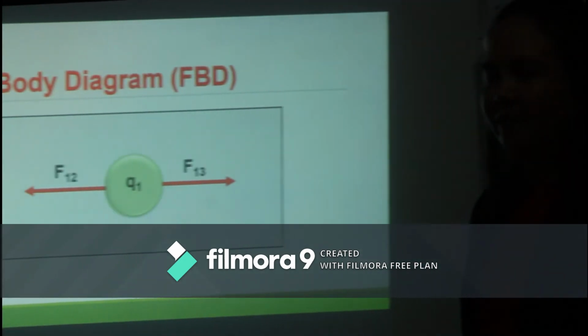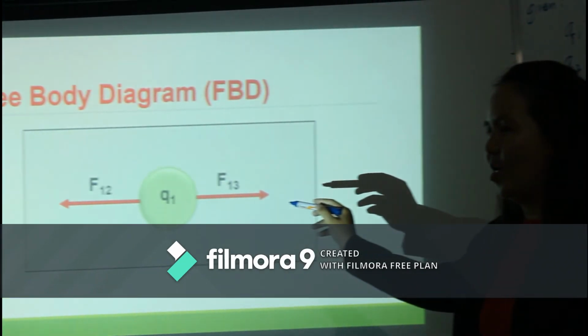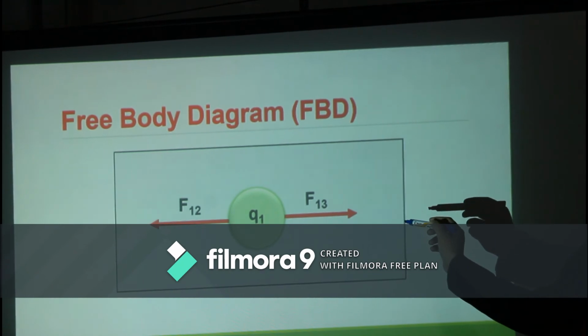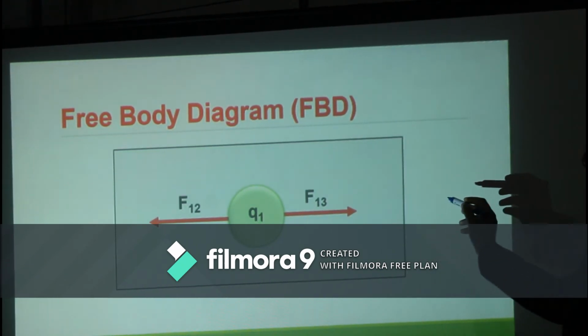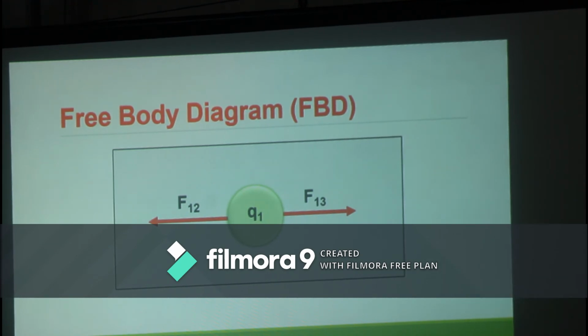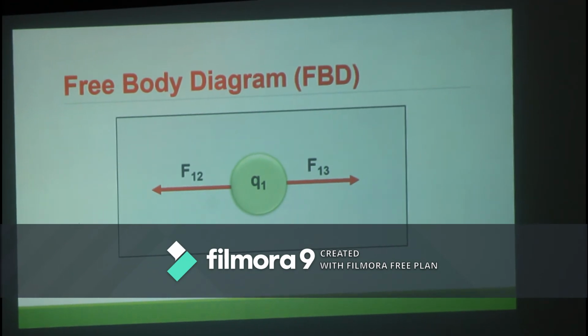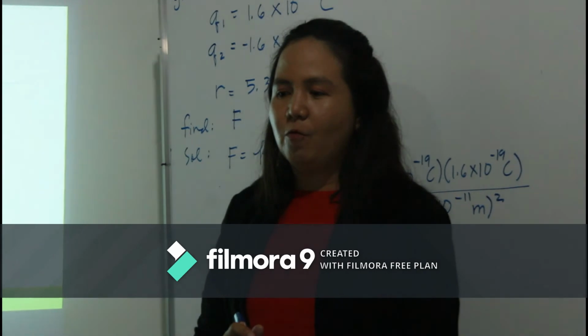Similarly, the force exerted by Q sub 1 on Q sub 3 is F1 and 3, and is also an attractive force, and it points to the right. Now, the net force is the vector sum of F1 and 2 and F1 and 3.